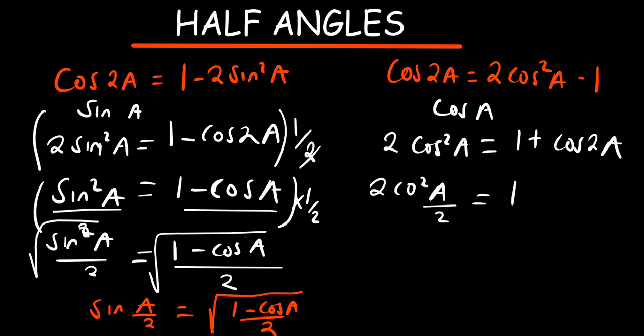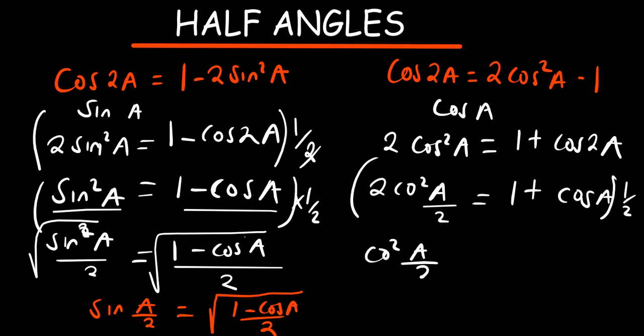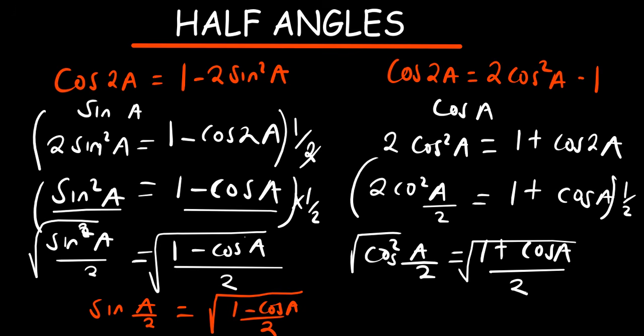Now I'm going to have 2 cos squared a over 2 equals, on the other side, 1 plus cos a, multiplying everything by half like that. So on this side I'm just going to have cos squared a over 2, and on the other side 1 plus cos a over 2. Now, to cancel the square, I'm going to take the square root on both sides. So I'm just going to have cos a over 2 equals the square root of 1 plus cos a over 2.